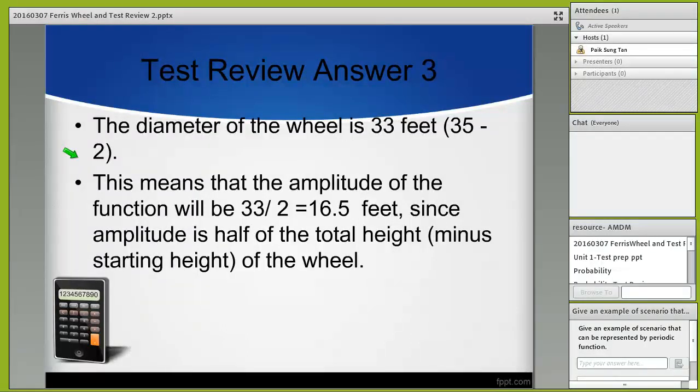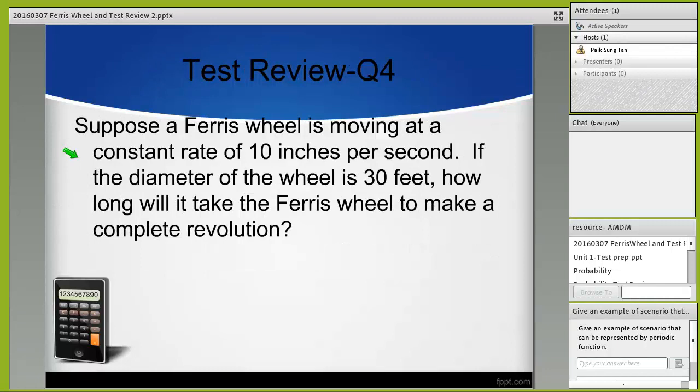Since the loading platform is 2 feet above the ground, the diameter of the wheel is 35 subtract 2, which gets 33 feet. This means that the amplitude of the function will be 33 divided by 2, equal to 16.5 feet. Since amplitude is half of the total height minus the starting height of the wheel, the amplitude is 33 divided by 2 equals 16.5 feet.